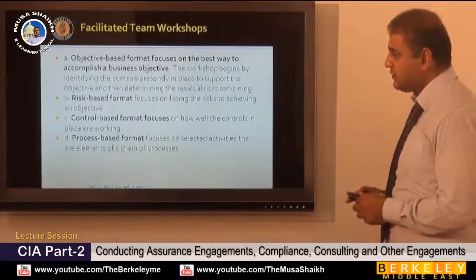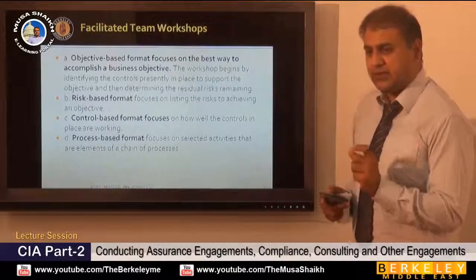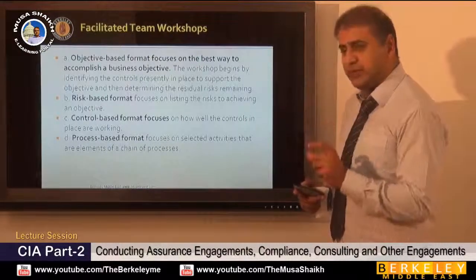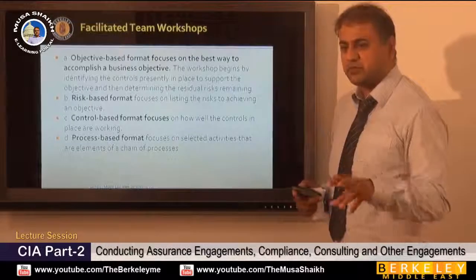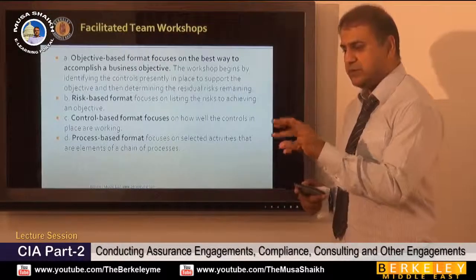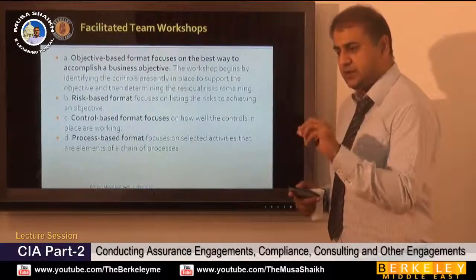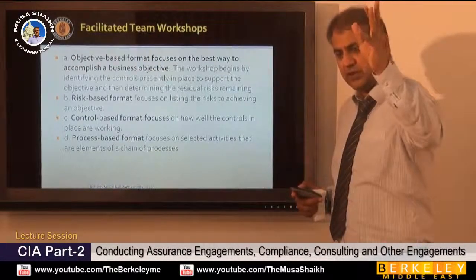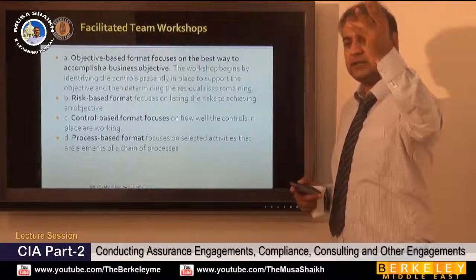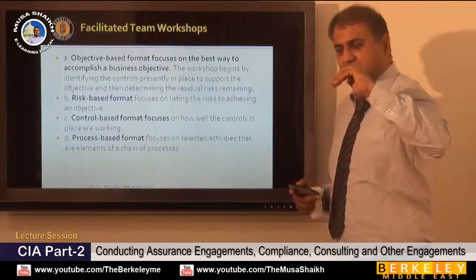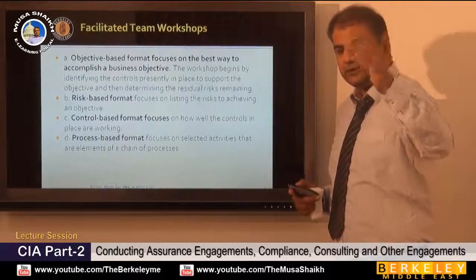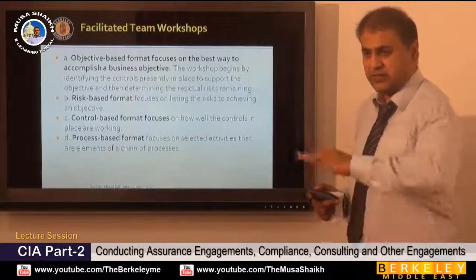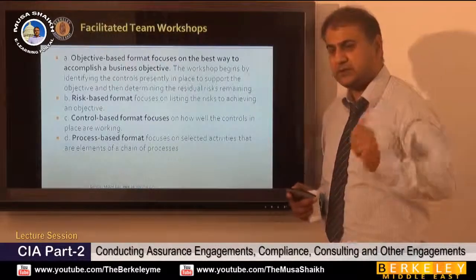Risk-based format focuses on listing of the risks. Control-based first identifies the controls. And process-based focuses more on the process. For example, this is a PO. This will be authorized, then you will send it to the supplier. He will send us the confirmation. Then we will receive a delivery. We will put a GR in, put a receipt note, so this is more process-based.